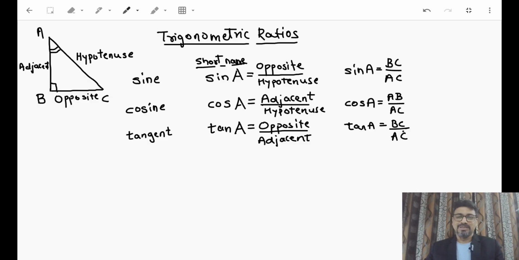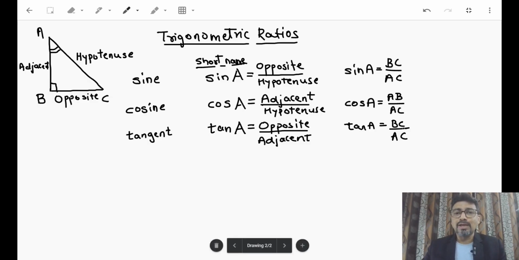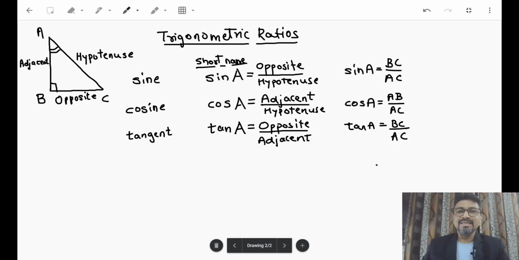Is that clear, my students? Understand the three basic trigonometric ratios. The first three trigonometric ratios that we have learned today are sin, that is opposite side upon hypotenuse, cos, which is adjacent side upon hypotenuse, and tan, that is opposite side upon adjacent side. So students, today we have learned the first three trigonometric ratios and their definitions. In the next video, we will look at the other three trigonometric ratios and also how to write the trigonometric ratios for both the acute angles, that is angle A as well as angle C.